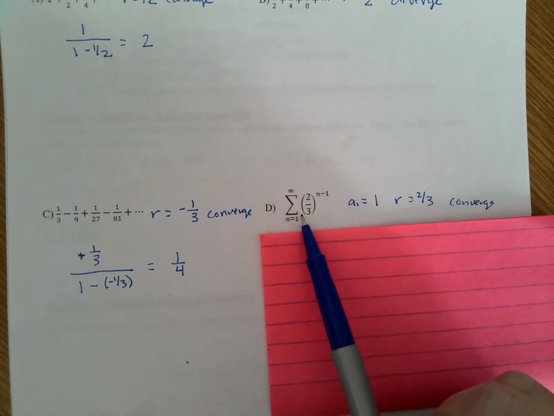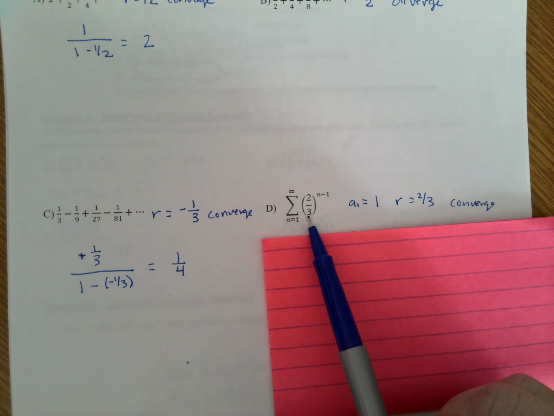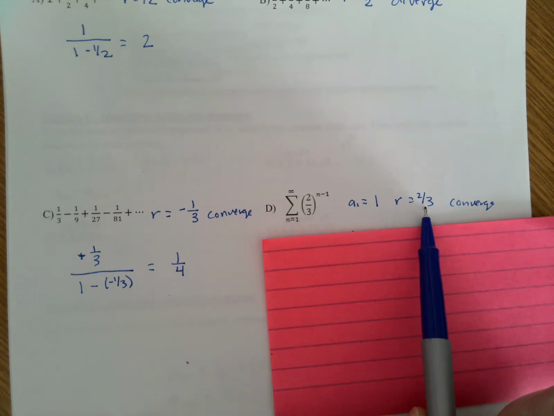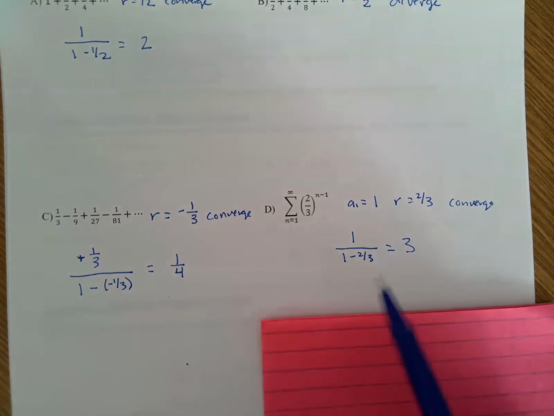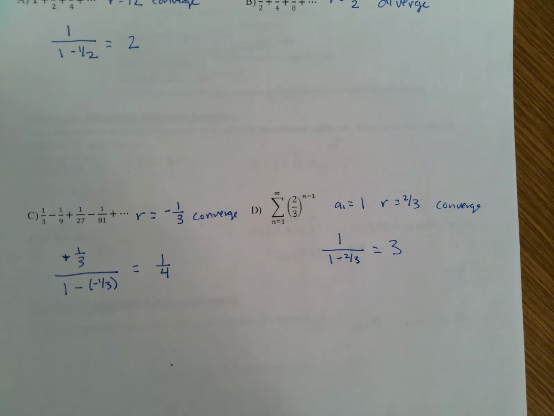Here, I don't have a number in front. That means my a1 is 1. This is less than 1, so 2/3 is my ratio. So this converges. So 1, that's my first term, over 1 minus 2/3, and I would get 3. So if I were to add up all the numbers to infinity, I would get 3.